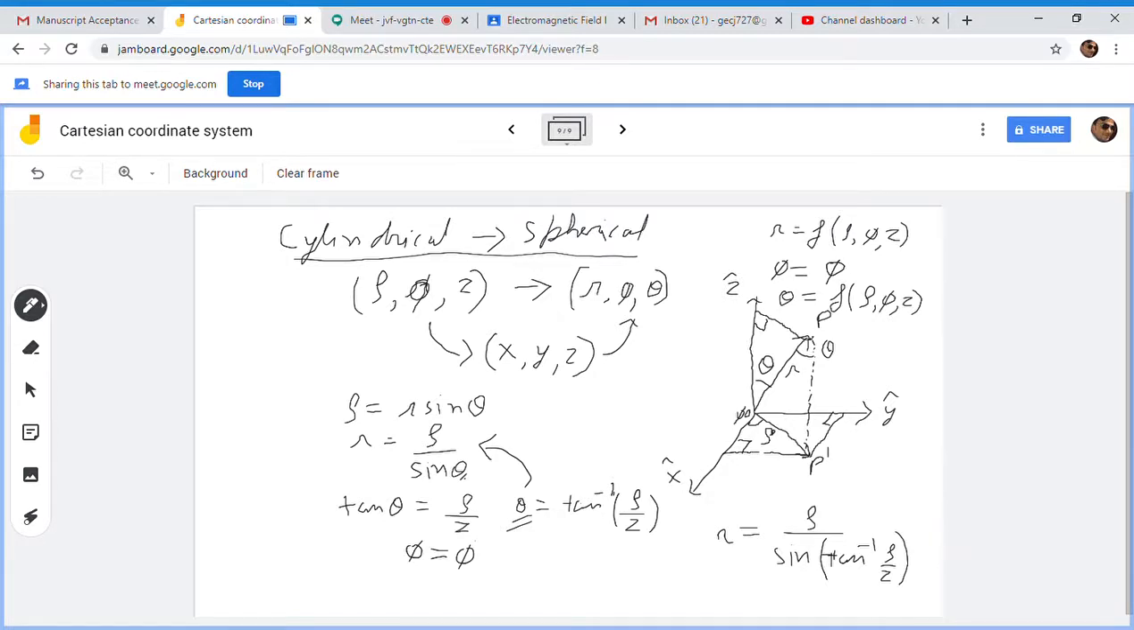Similarly, you can do it for spherical to cylindrical coordinate system as well. You have to do this at home and satisfy yourself, not me. You don't need to send the solution, but I will ask you to do that part to have a better visualization of these 3D diagrams.